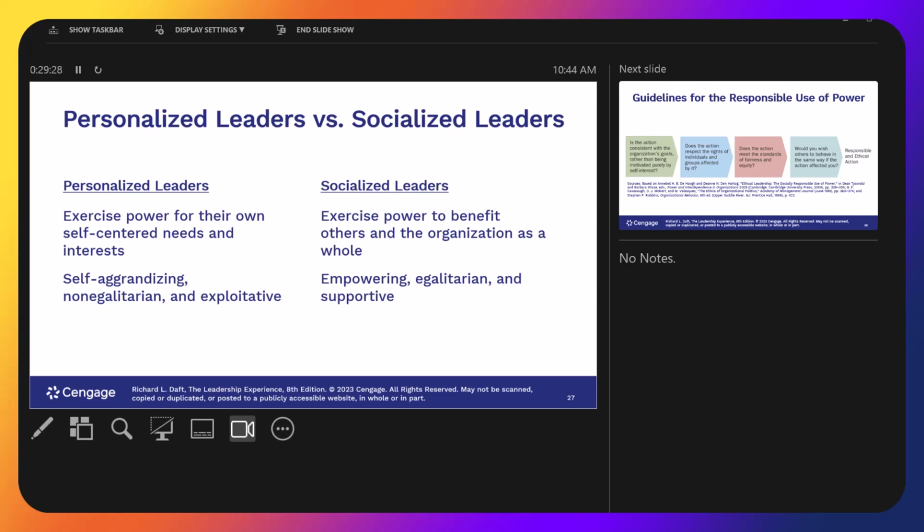Personalized leaders versus socialized leaders. Personalized leaders exercise power for their own self-centered needs and interests.